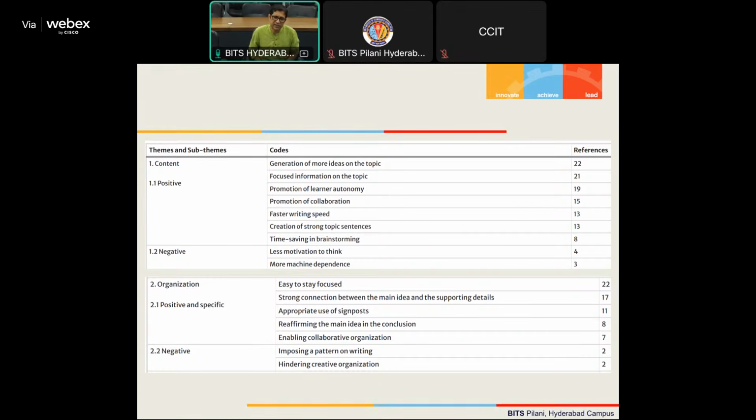Now, for the qualitative analysis, I did a content analysis. I coded the data and found these codes, and I kept them under themes and sub themes. The first theme was content, and under that you have two sub themes, positive and negative. For positive, the highest one is generation of more ideas on the topic, and then second one was focused information on the topic. Third one, promotion of learner autonomy. Fourth one, promotion of collaboration. And negative was less motivation to think and more machine dependence, which are also negative impacts of ChatGPT.